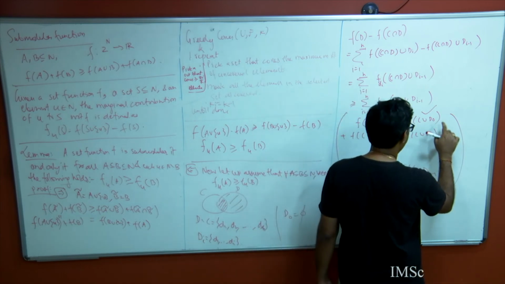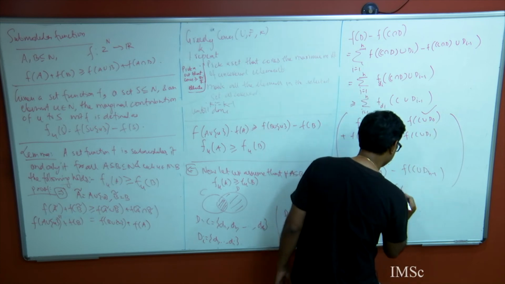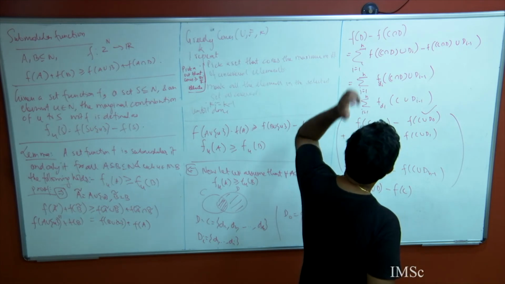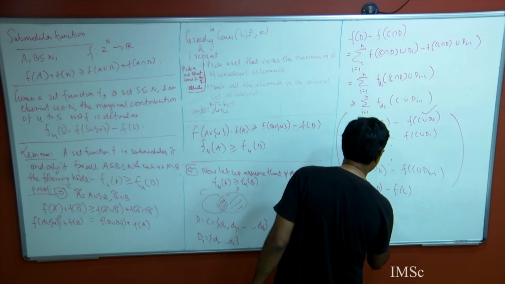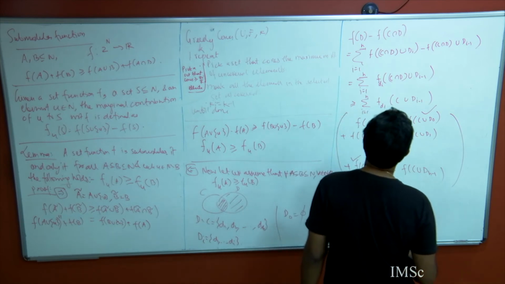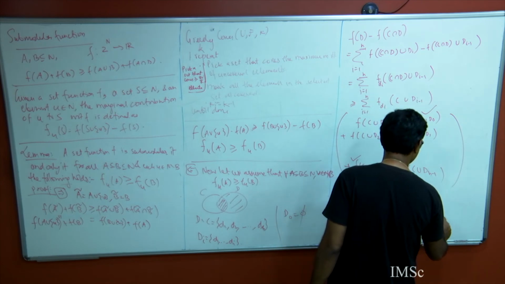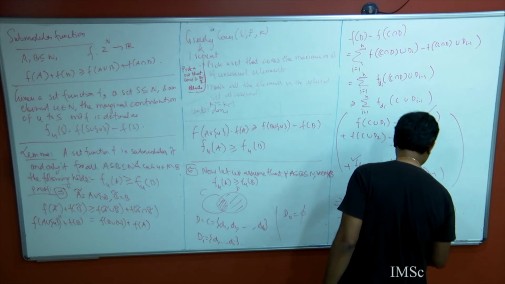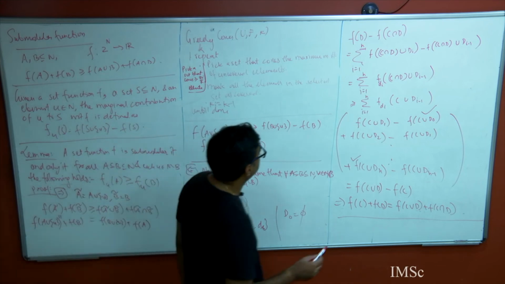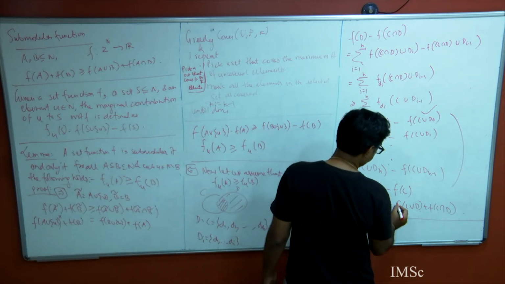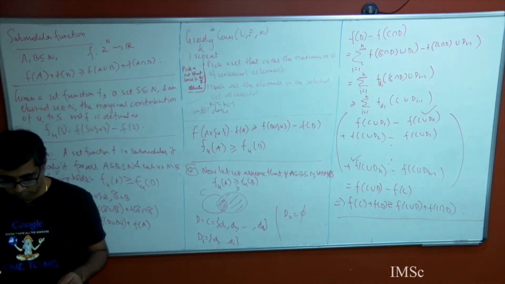And what is f of C minus f of C union D0? It is f of C, right? So now this implies f of C plus f of D is equal to f of C union D plus f of C intersection D. Yes, it is, because of this. Fine.